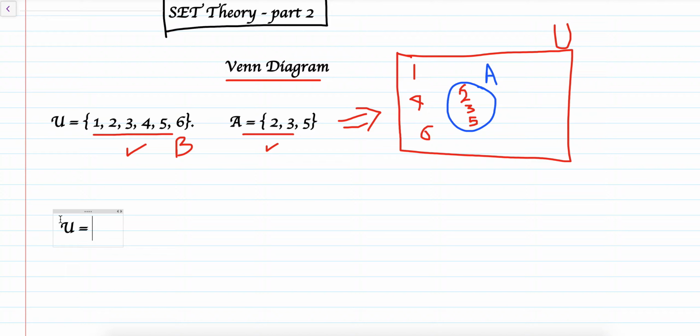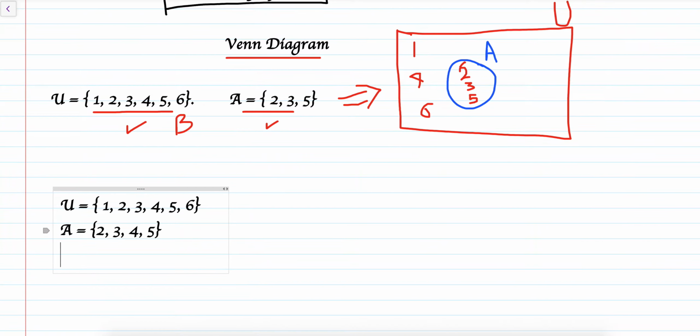Suppose our universal set is the same as earlier, 1, 2, 3, 4, 5 and 6, and in this case A is, let's say, 2, 3, 4, 5, and we have another set B. A is clearly a subset of the universal set, B would also be a subset of the universal set, but B is also a subset of A. So let's pick B as 3 and 5. So how would we represent this?